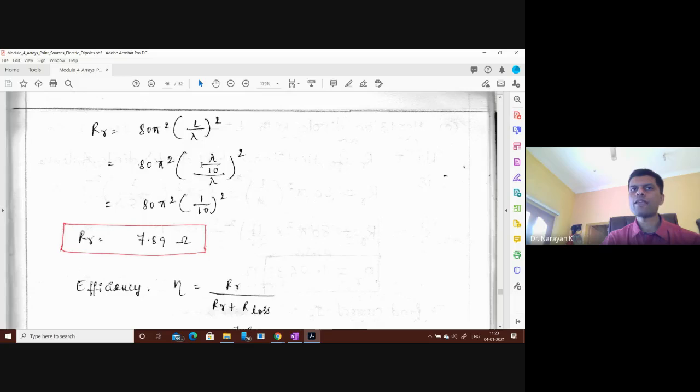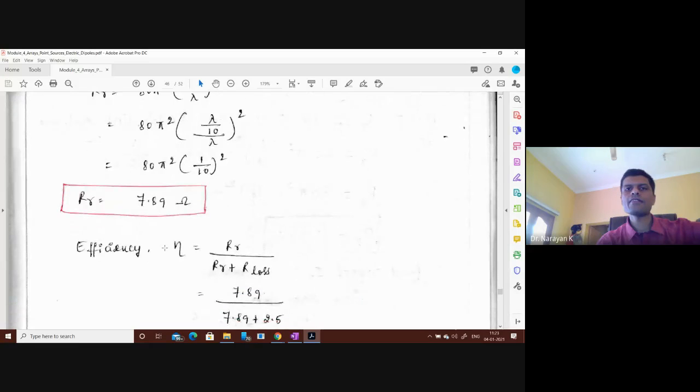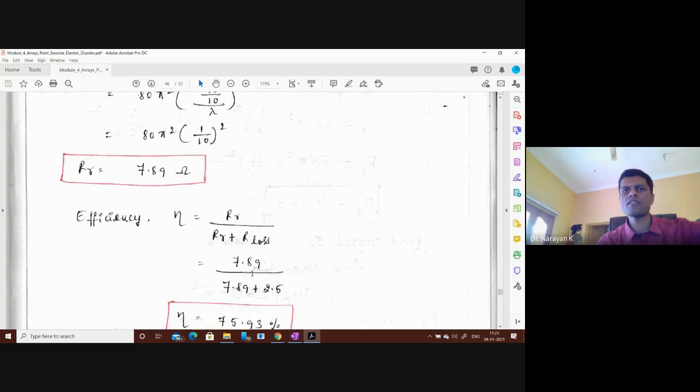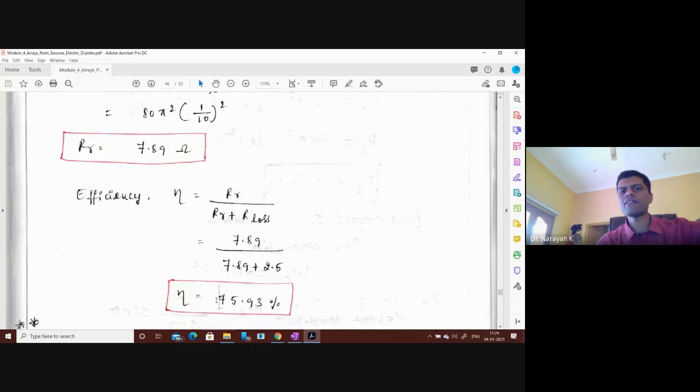So if you substitute L by lambda, lambda will get cancelled, and you will get radiation resistance as 7.89 ohms. Have you got it? Just substitute in this 80 pi square L by lambda whole square, L is equal to lambda by 10. So you get radiation resistance as 7.89 ohms. So you get efficiency as radiation resistance divided by radiation resistance plus loss resistance. So you get efficiency as 75.93. Is it clear?